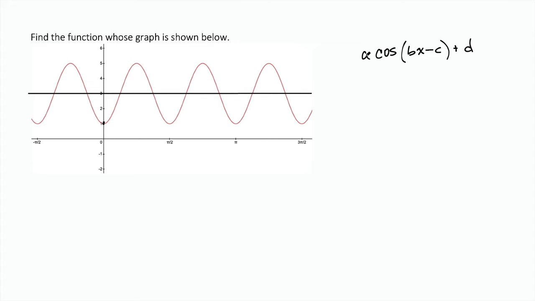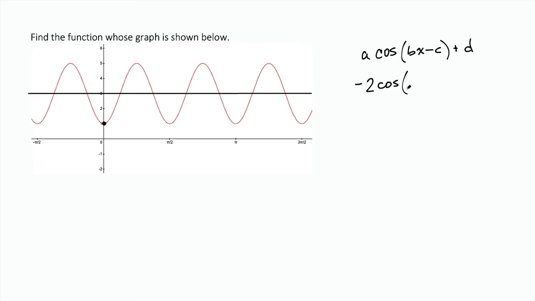For A, we're going to look at our amplitude. And our amplitude here, the distance between the midline and a maximum or minimum, is a distance of 2. And so A is going to be either 2 or negative 2. And this is important because for cosine, our starting point is at a minimum. And that tells us that A is going to be a negative number because that vertical reflection has occurred. And so A is going to be negative 2.